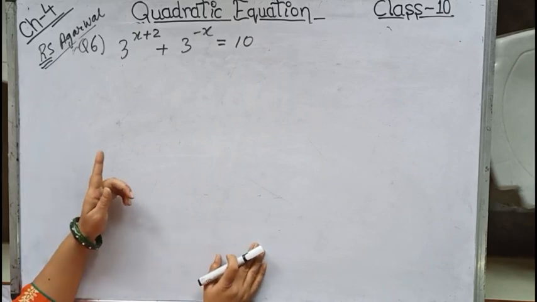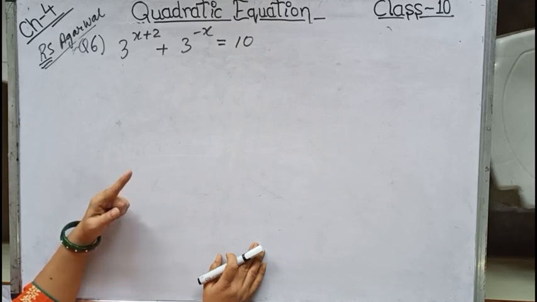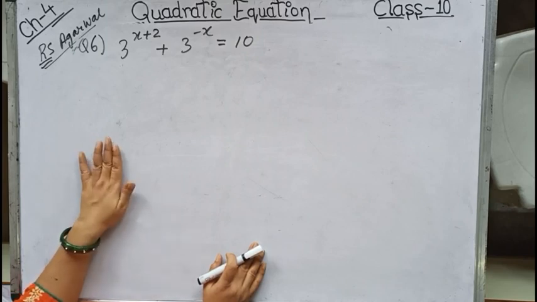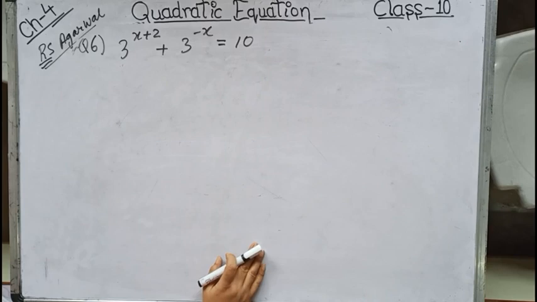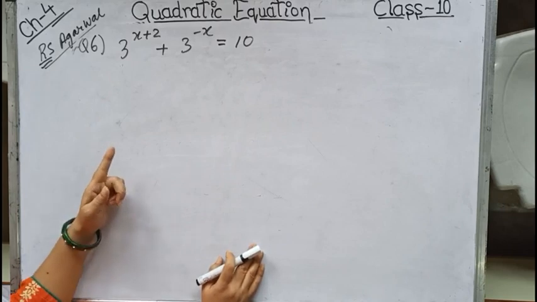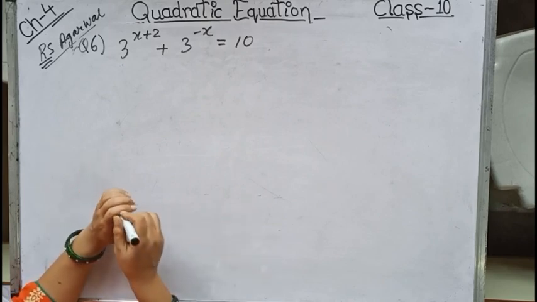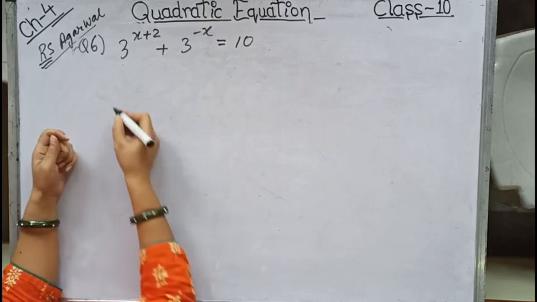The next sum which I have written over here is 3 power (x plus 2) plus 3 power (minus x) equals 10. Similar to this question, 3 more questions are there in RS Aggarwal in the exercise, and you can find a few questions in the solved examples also. So solve such questions as well. This type of question also comes under the 2 mark section.